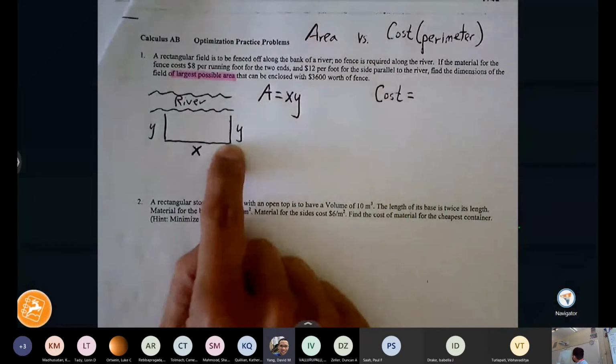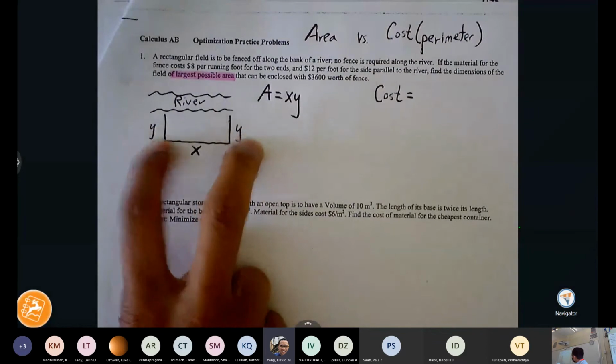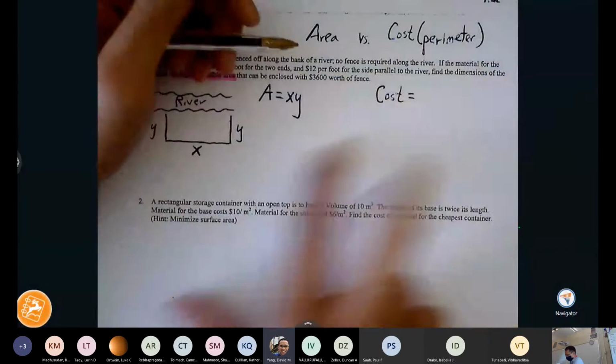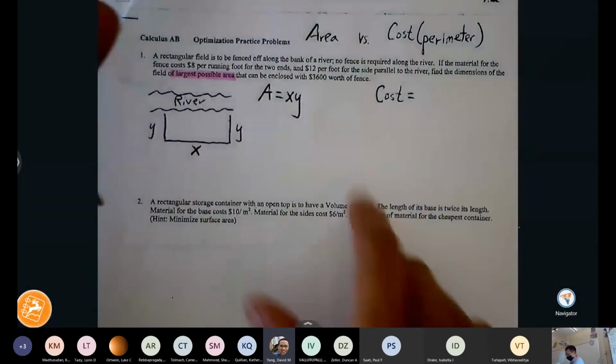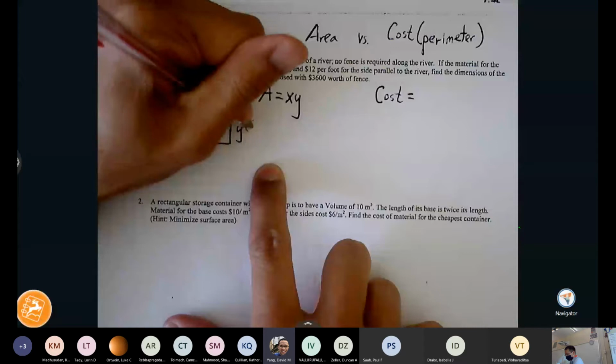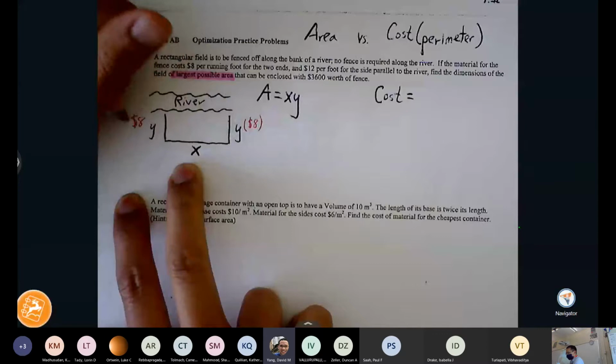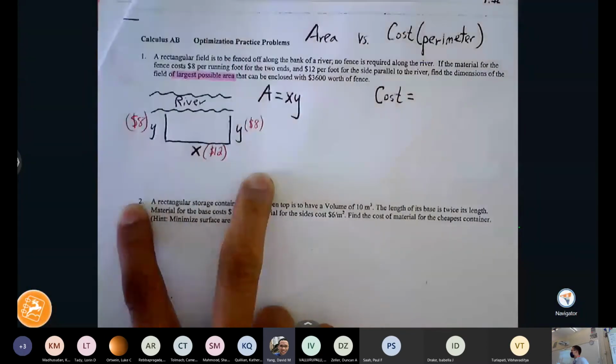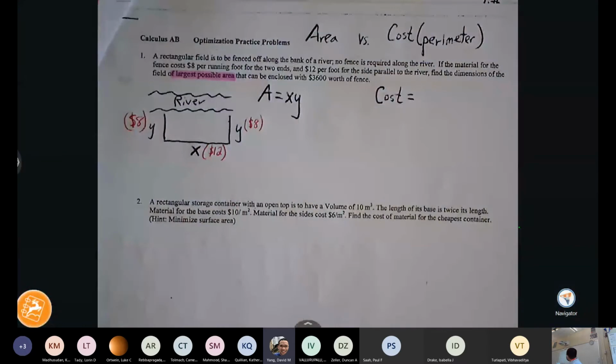Now cost, we're going to be adding up the sides, but then there's dollar amounts associated with each of the sides. So we're going to include them. So it says the 2 sides are going to be a little cheaper. It's going to be $8 per foot. The one that is parallel to the river is $12. So we're going to be adding up the products of that information. So what do you think our cost equation is going to be?